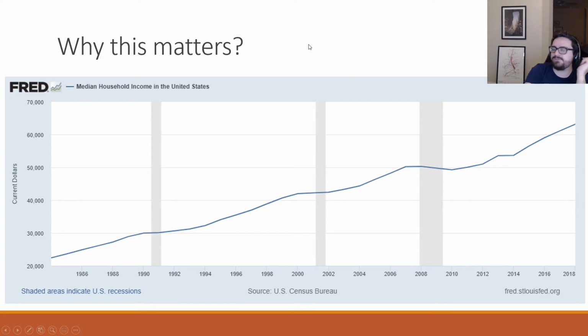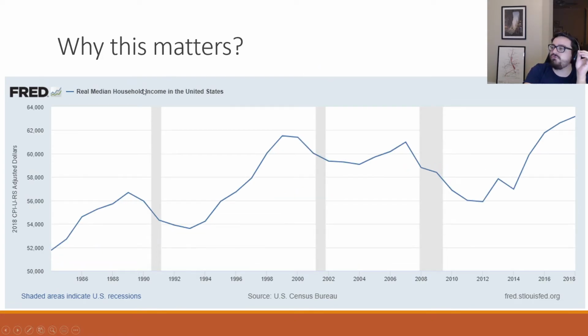So let's look at it if the prices have changed. Let's take the real income in the United States. That chart tells me a very different story. It tells me that we haven't seen consistent growth. It's been a lot more sporadic. We are still doing a heck of a lot better now than we were back in 84.